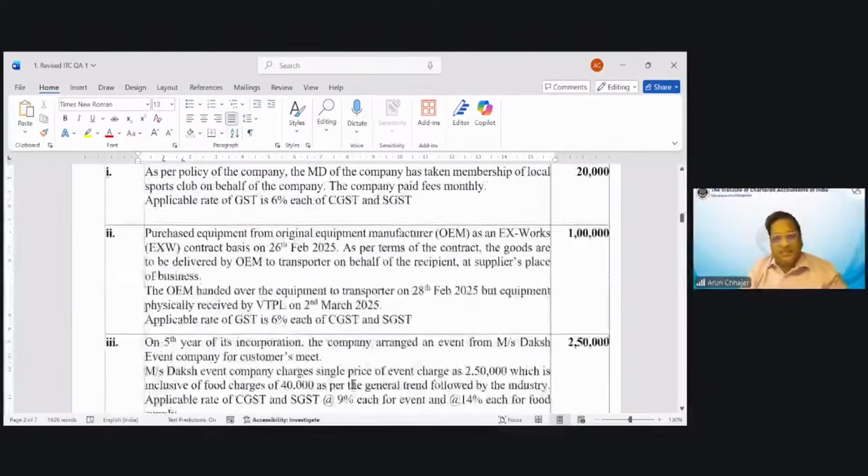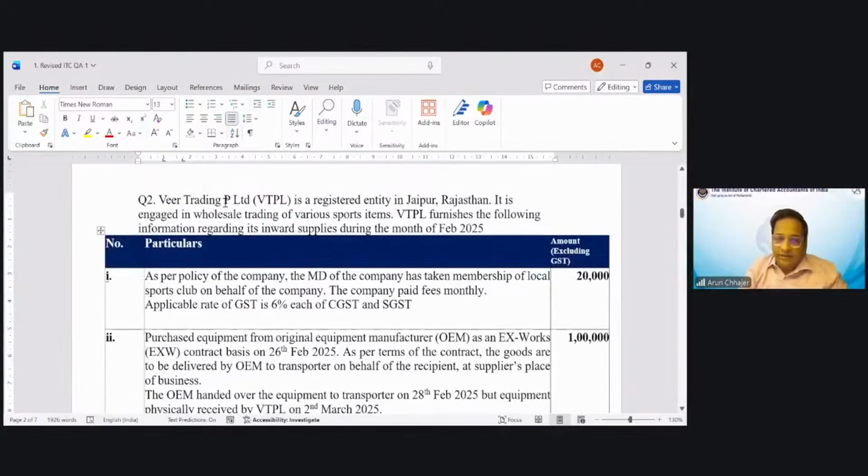Now let's read. The wheel trading is registered in Rajasthan. It is engaged in the wholesale trading of the various sports items, and wheel trading furnishes the information for the month of Feb. As per the company policy, MD of the company has taken the membership of the local sports club on behalf of the company. The company paid the fees. Monthly applicable rate is 6% each under CGST and SGST.